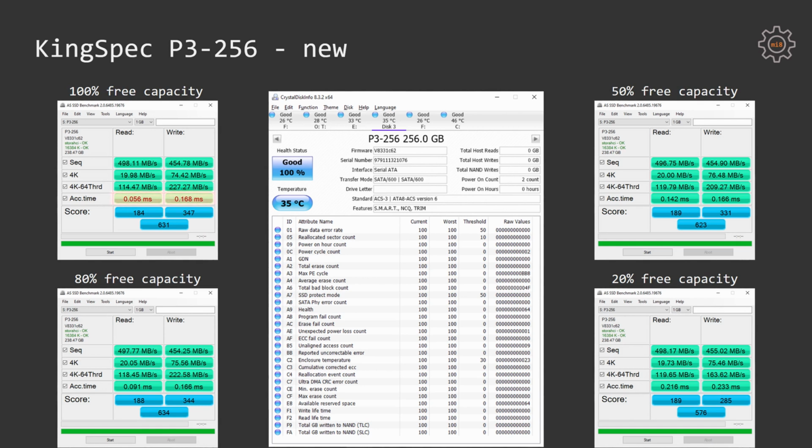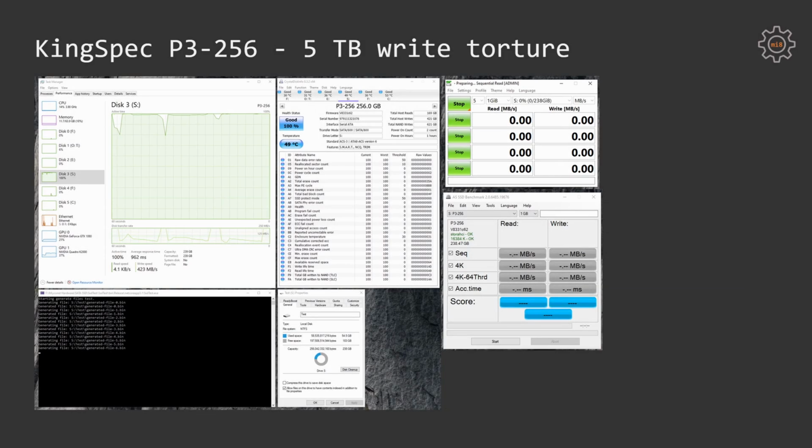With 100% free capacity, the SSD responds with 56 microseconds for the read access and 168 microseconds for the write access. With 20% free capacity, the access latencies are jumping up to 216 microseconds read access and 233 microseconds write access latency. After running Crystal Disk Mark and SSD benchmarks, I performed torture of the SSD.